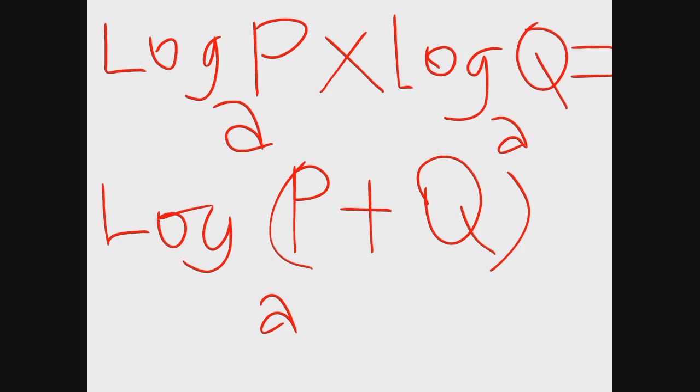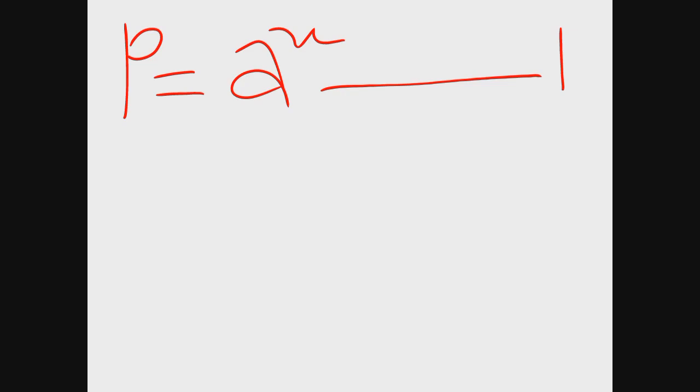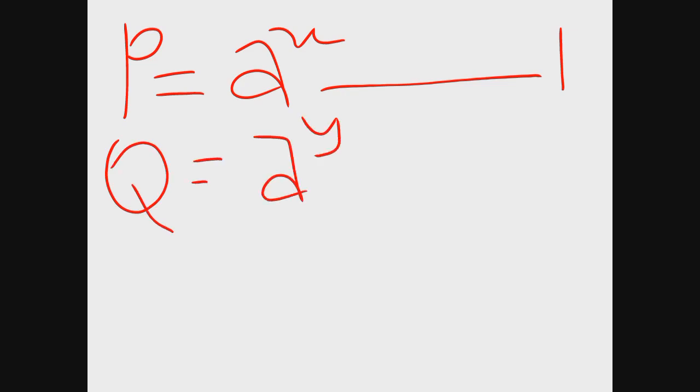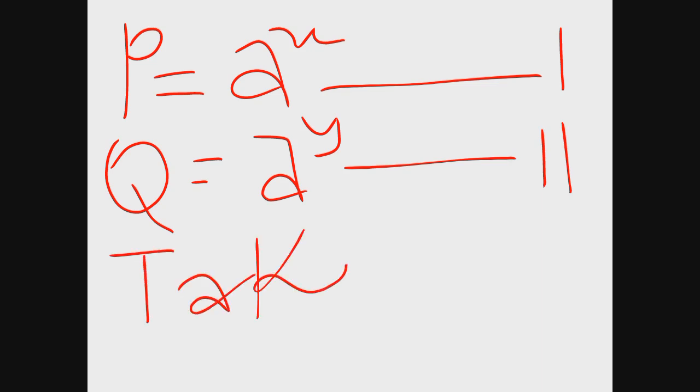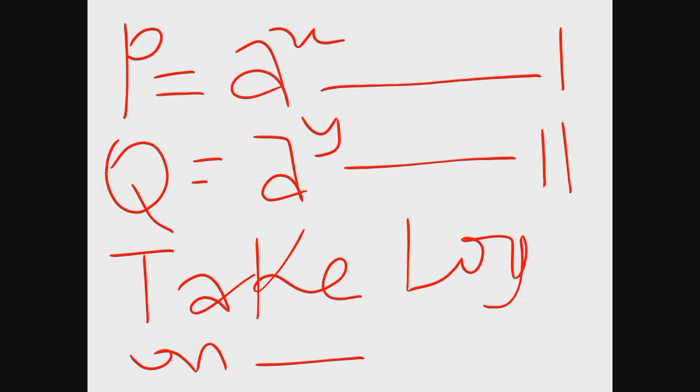So let's start. To start, let's first make p equal to a raised to power x, and we call this equation 1. And we also make q equal to a raised to power y. We call this equation 2. Then the next thing is we take log on both sides of the equation. Take log on equation 1 and equation 2.